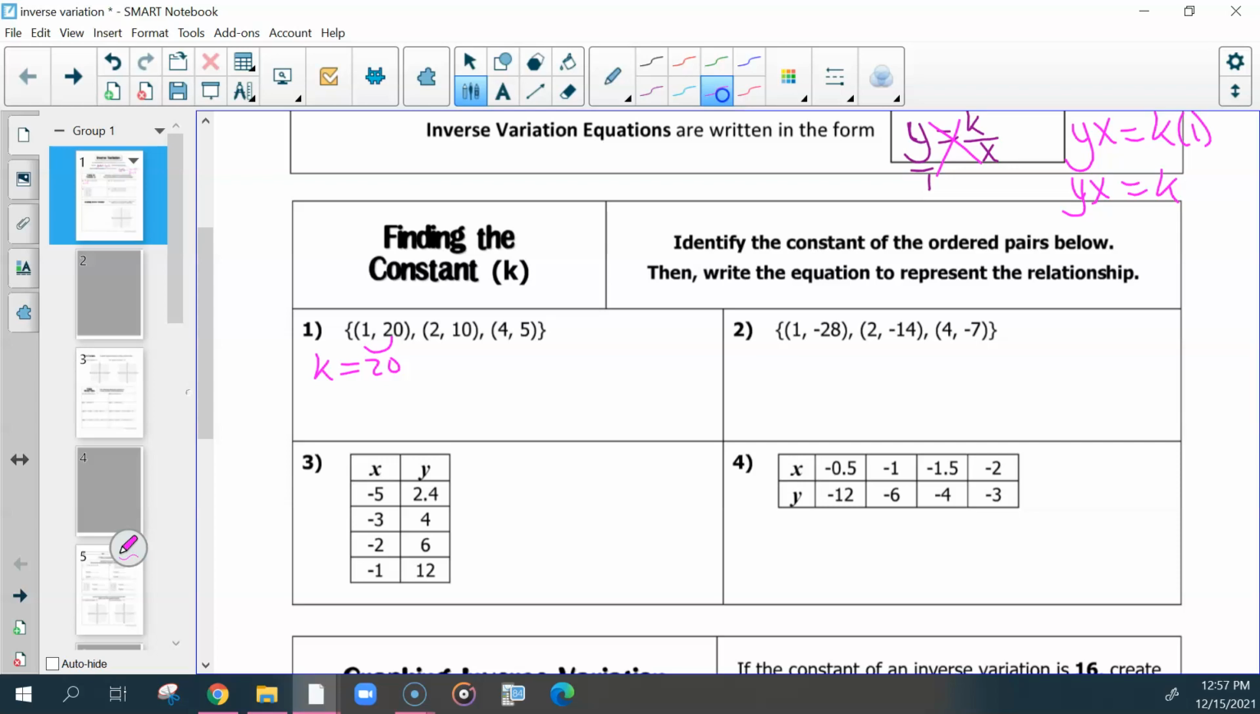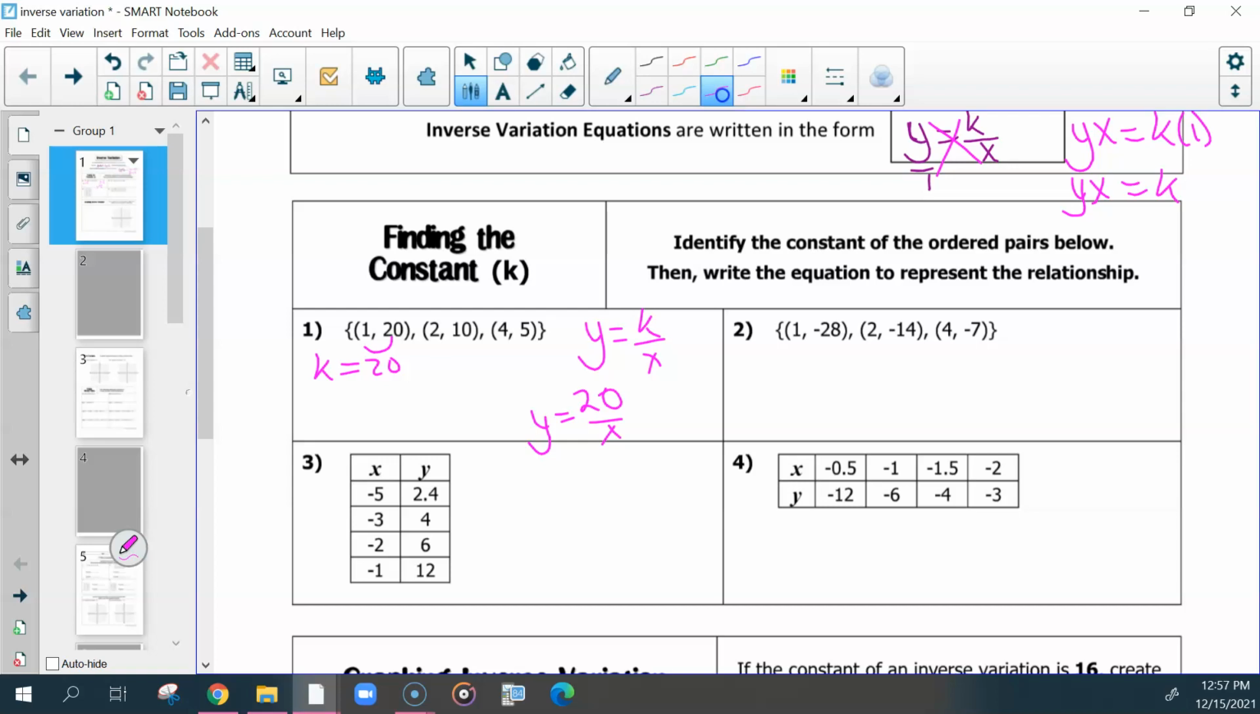And then we need to write the equation to represent the relationship. Because it needs to be in the form y equals k over x, this would be y equals 20 over x. Now, what I was going to say, we can hold that thought. I'll come back to that.